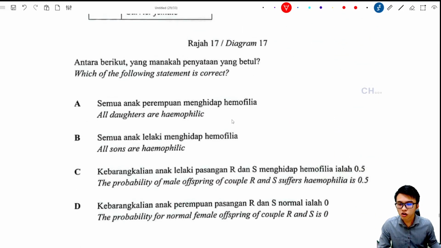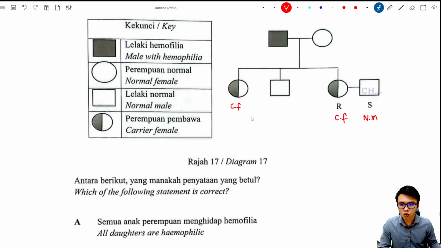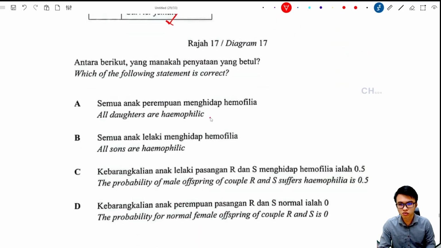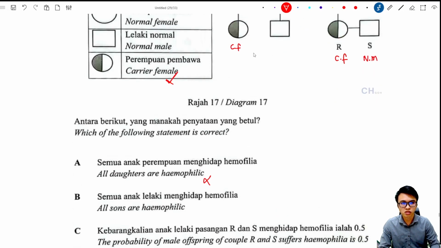Okay, so which of the following is correct? All daughters have hemophilia? All daughters do not have hemophilia because they are carriers. So this one is wrong. All daughters are carriers, not hemophilic. All sons are hemophilic? No, this one is normal. This one is a normal male. So this one is wrong.